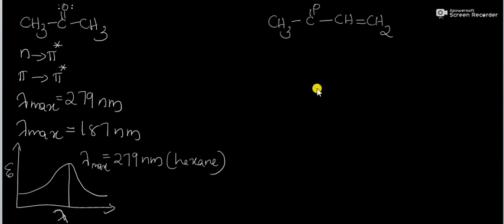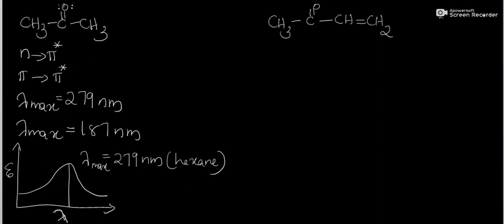Now consider the case of methyl vinyl ketone. It has two characteristic transitions: one is the pi to pi star transition and another is the n to pi star transition, due to the presence of non-bonding electrons. Both lambda max values of methyl vinyl ketone are seen at longer wavelength than the corresponding lambda maximum values of acetone, because methyl vinyl ketone has two conjugated double bonds.